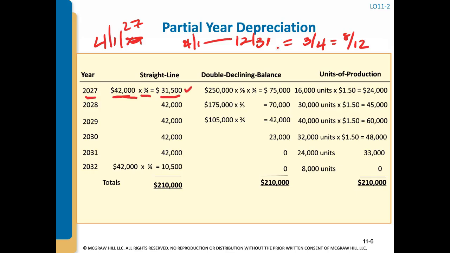Then let's fast forward to the 5 years, 2032. Still, you take the annual 42,000, and this is where you make up that year. In the last year, you multiply by the remaining amount of months that you did not depreciate in that initial year, which in our case was 3 out of the 12 months, or 1/4.